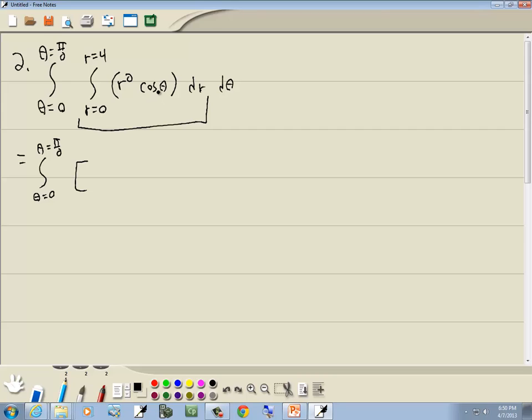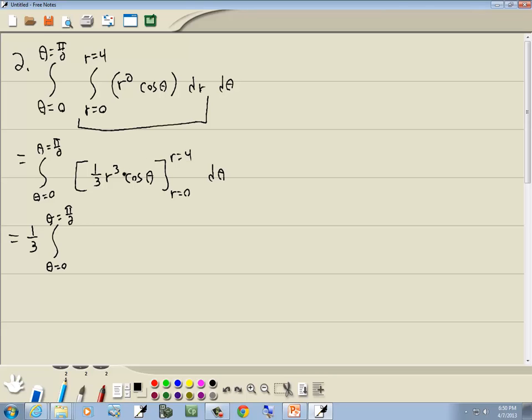Well, the cosine theta is the constant portion, so I'll just carry it along. But the r squared is what we're working with, because we're taking the integral with respect to r. So it becomes 1/3 r to the third cosine theta from r is equal to 0 to r is equal to 4. Now the 1/3 I can put completely out in front, so I'll go ahead and do that. Theta is equal to 0 to theta is equal to pi over 2.